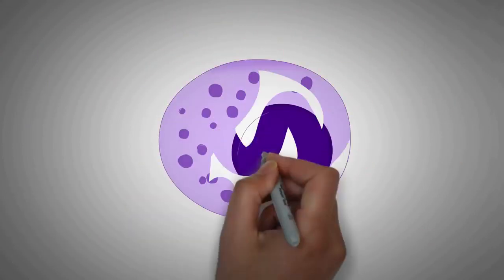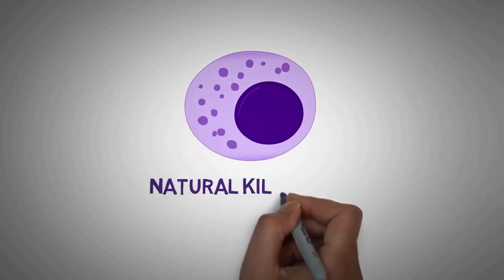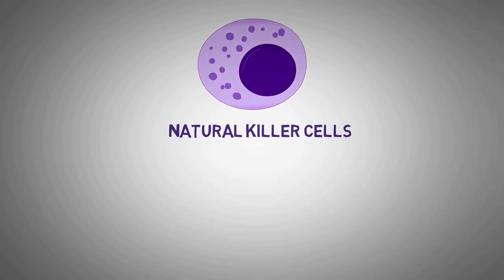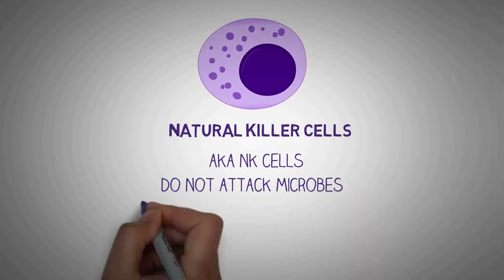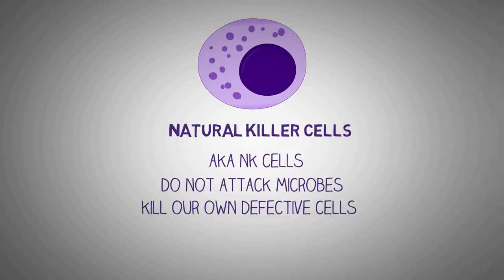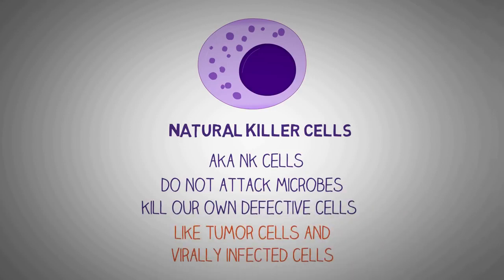The last cell type that we will discuss in the cells of the innate immunity are the natural killer cells or the NK cells. NK cells are the component of the innate immune system that does not directly attack the invading microbes. Rather, NK cells destroy our own cells that have become defective, such as tumor cells or virus-infected cells.